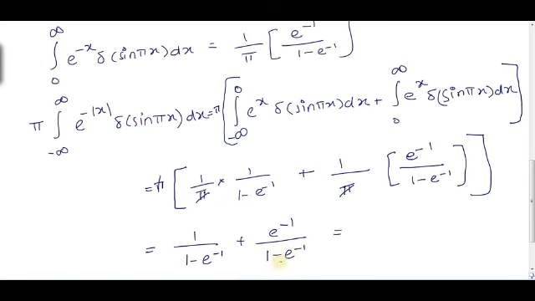See, the denominators are the same, so I can add the numerators. I will get 1 plus e power minus 1 divided by 1 minus e power minus 1. If you look at the options, this won't be there. That's why I can multiply the numerator and denominator with e. I will get e plus 1 divided by e minus 1. So this is the answer. Option B.